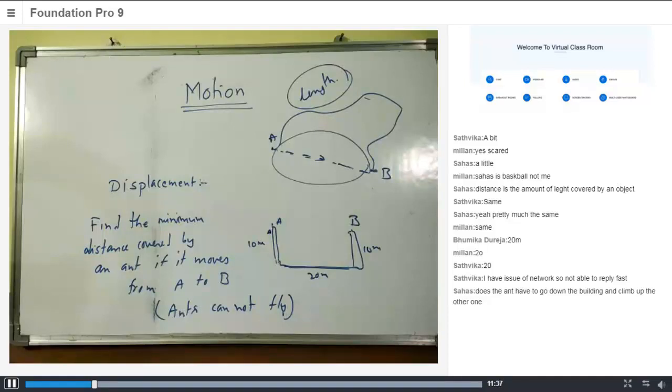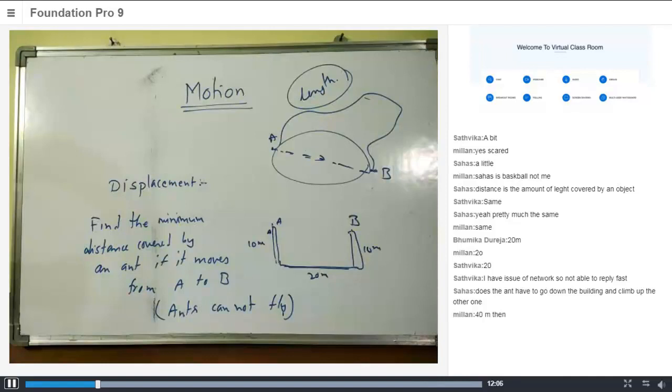So, there is tower A, tower B, each of the towers is 10 meters high. So, is there any other way? Sahas has a question: does the ant have to go down the building and climb up the other one? Is there any other way in which the ant can go from A to B? If it doesn't know flying, it doesn't have an aeroplane with it. Okay, so Milan changes the answer to 40 meters.